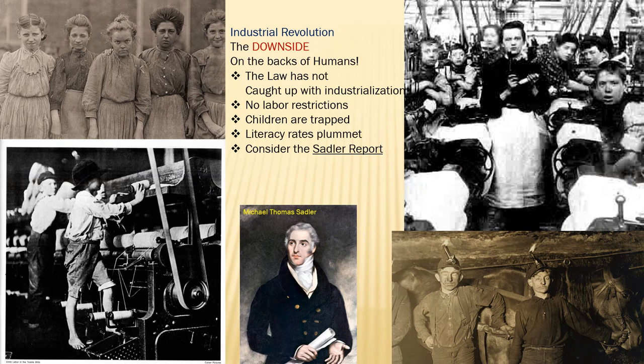We're in the Industrial Revolution. The first Industrial Revolution really goes from circa 1810, 1815, right there in the 18 teens, up to about 1850. For the purpose of this class, 18 teens to 1850. That's the first Industrial Revolution. And it's really based on the perfection of the steam engine. Strong note here: it's done on the backs of human beings. And our thesis on this is the law has not caught up with industrialization.